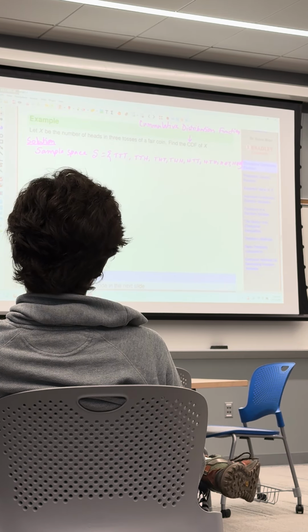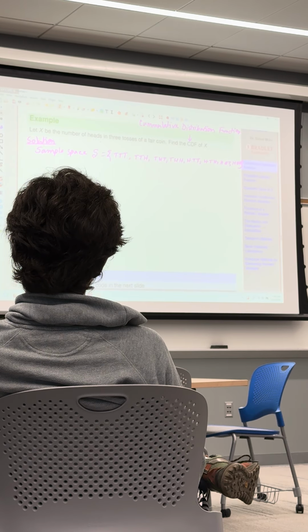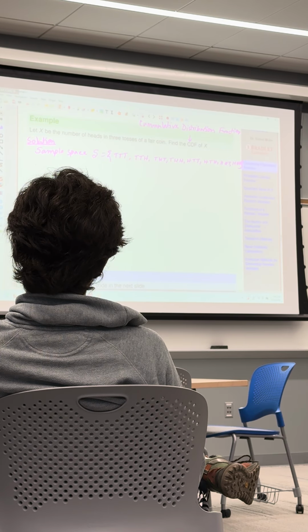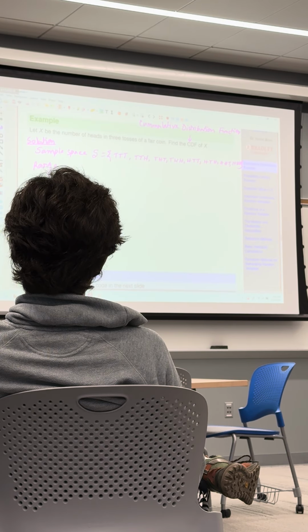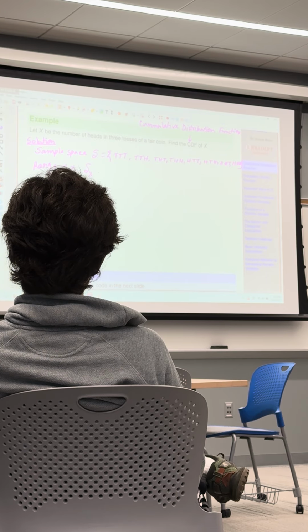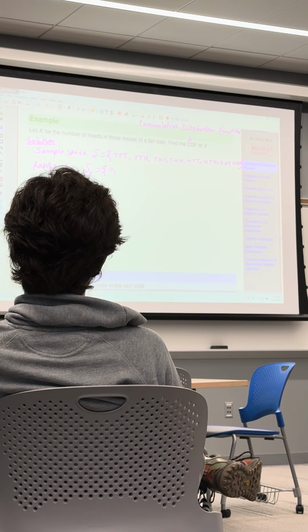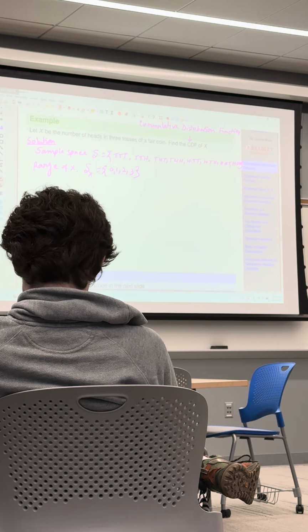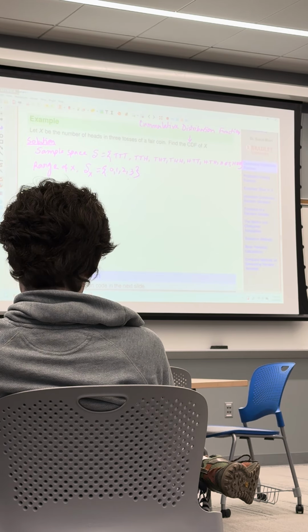Now we define the random variable already. So let X be the number of heads in 3 tosses of a fair coin. So let's find the range. The range of X, we denote it with S sub X, is 0, 1, 2, 3. So the number of heads in 3 tosses of a fair coin could be 0, 1, 2, or 3.